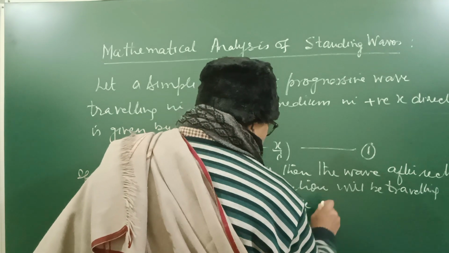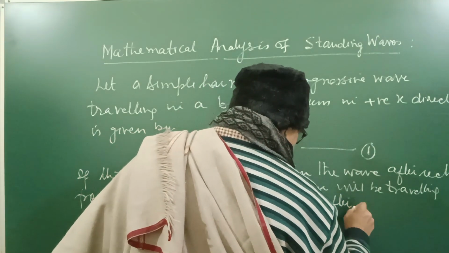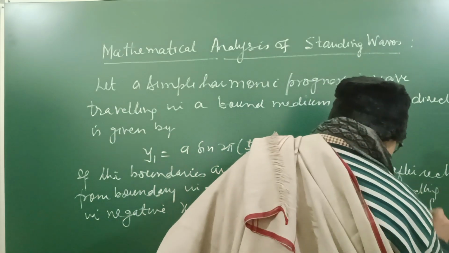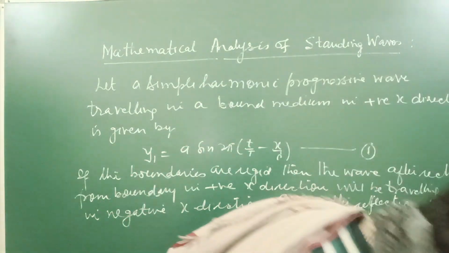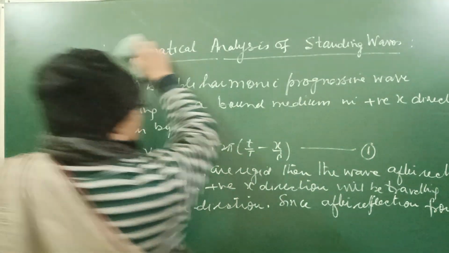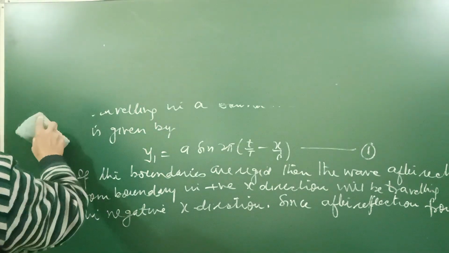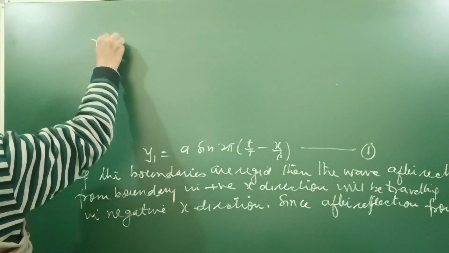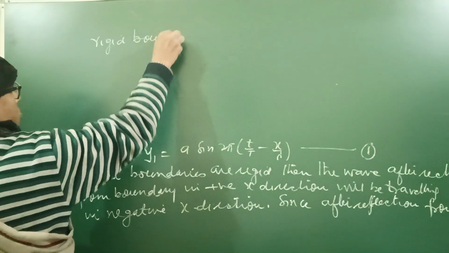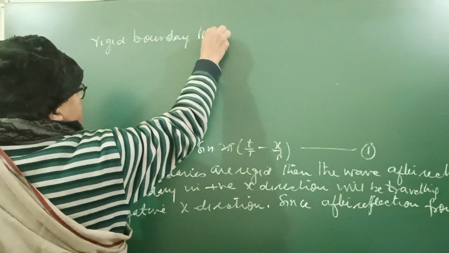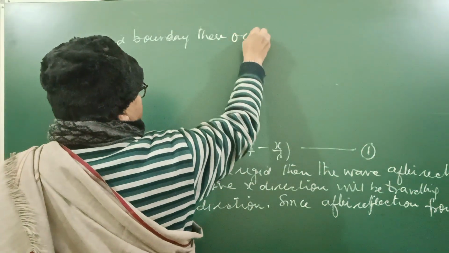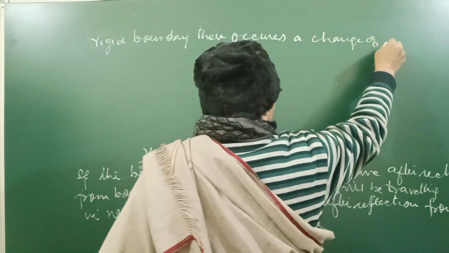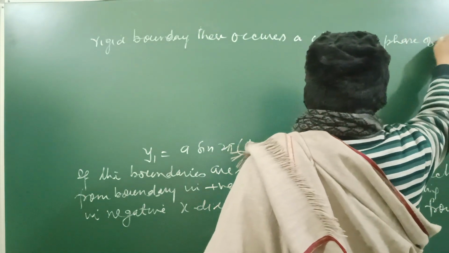Since after reflection from a rigid boundary, there occurs a change of phase of pi radian.